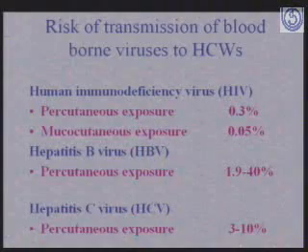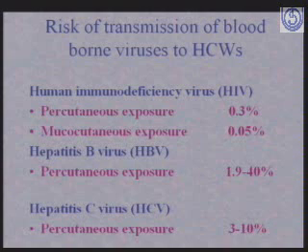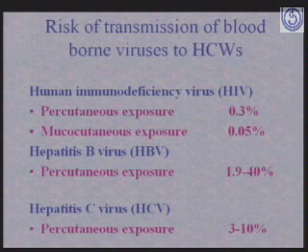The risk of transmission of bloodborne viruses. Just for example, I have picked on the HIV virus, the hepatitis B and C viruses. For comparison, we have the figures here. The risk of HIV virus being transmitted in a percutaneous exposure is about 0.3%, while for mucocutaneous exposure it's about 0.05%.